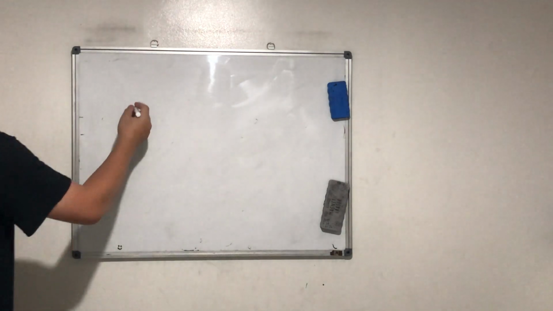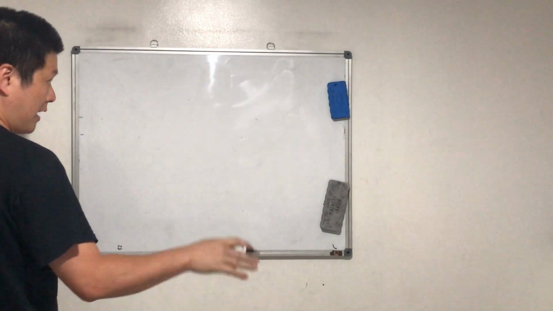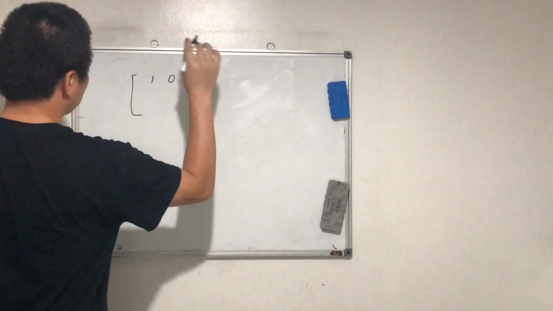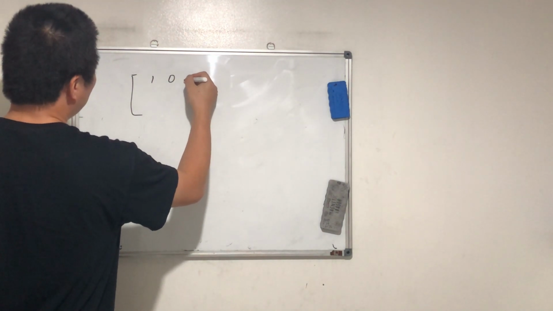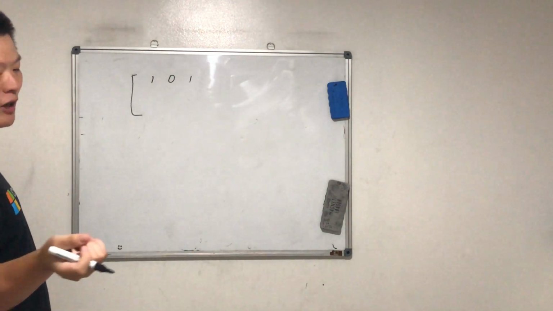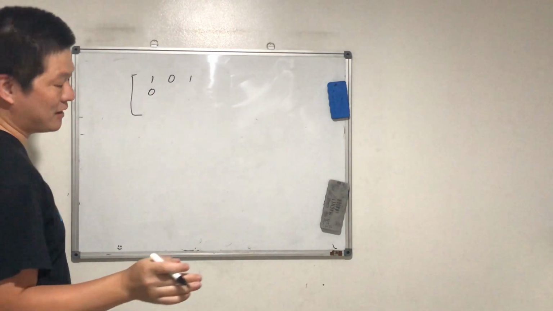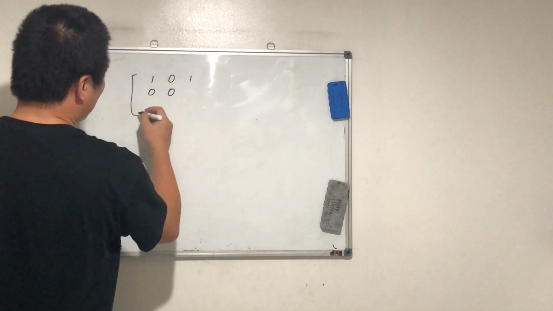So today's task is very simple. We've got a matrix with numbers. Let's just make it simple: it only contains 1 and 0. Okay, 1, 0, 0. Only 1 and 0. So let's do this.